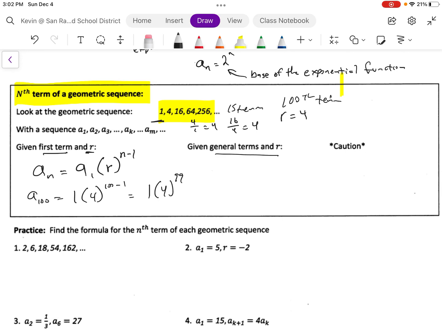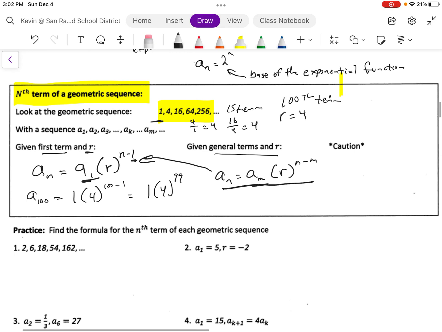Then if we're given 2 terms, let's say we're not given r, we're just given 2 terms. Then it would be a sub n equals a sub m times r to the n minus m, which is the same as this equation here, only in this case it was the first term, so that's why we use a 1 here. But if we have any term, the second term or the third term or whatever, then we can just use this equation.